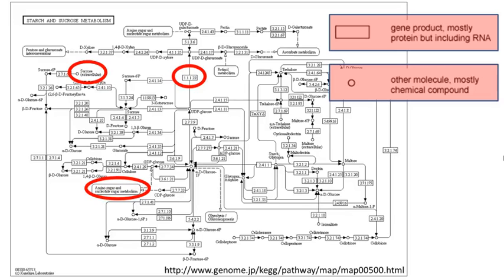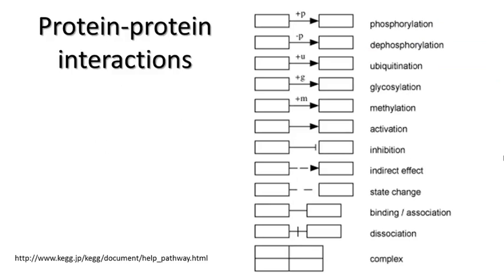As you can see, there are many interactions between the nodes. Let's look at the interactions more closely. There are several types of interactions in the pathway. The first type is protein-protein interactions, including phosphorylation and dephosphorylation, marked with a plus P or minus P on the arrow.